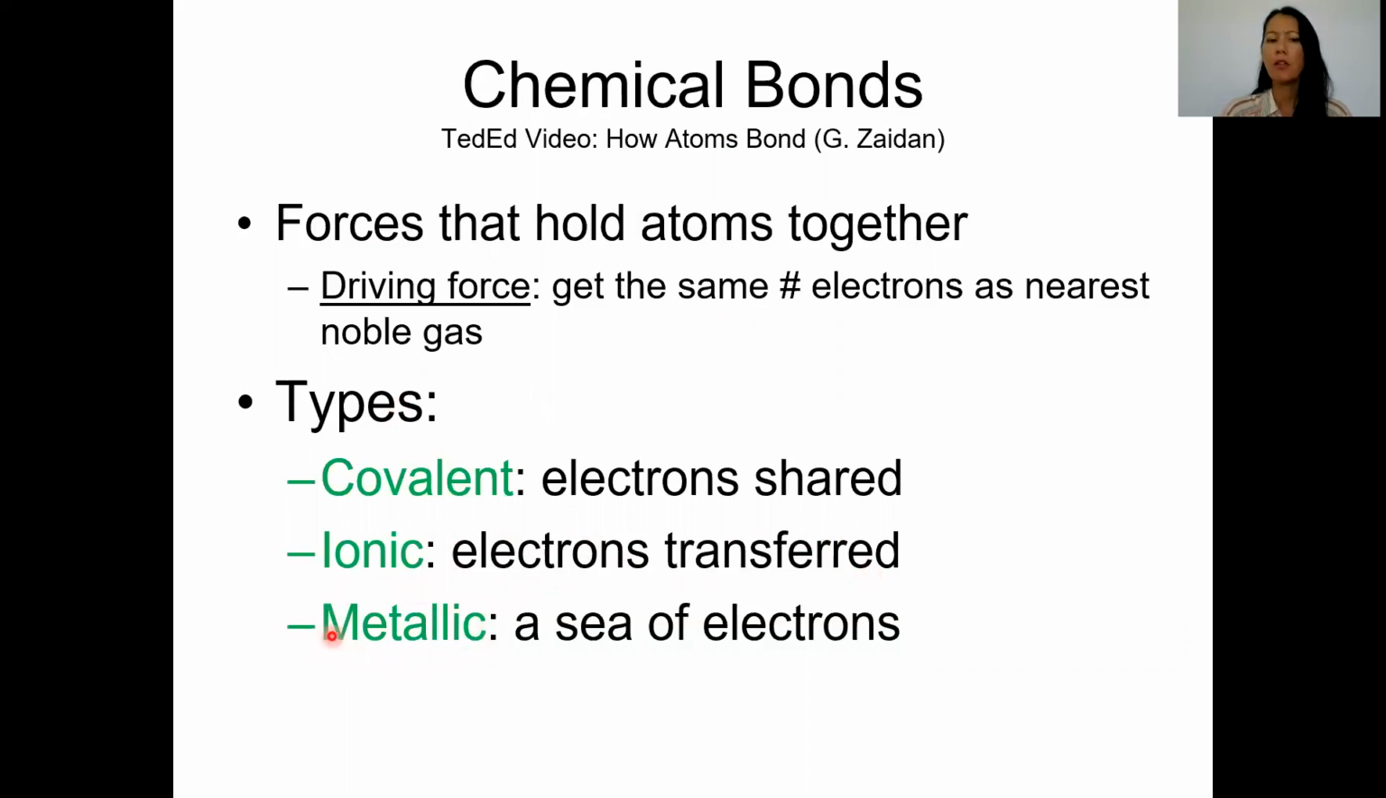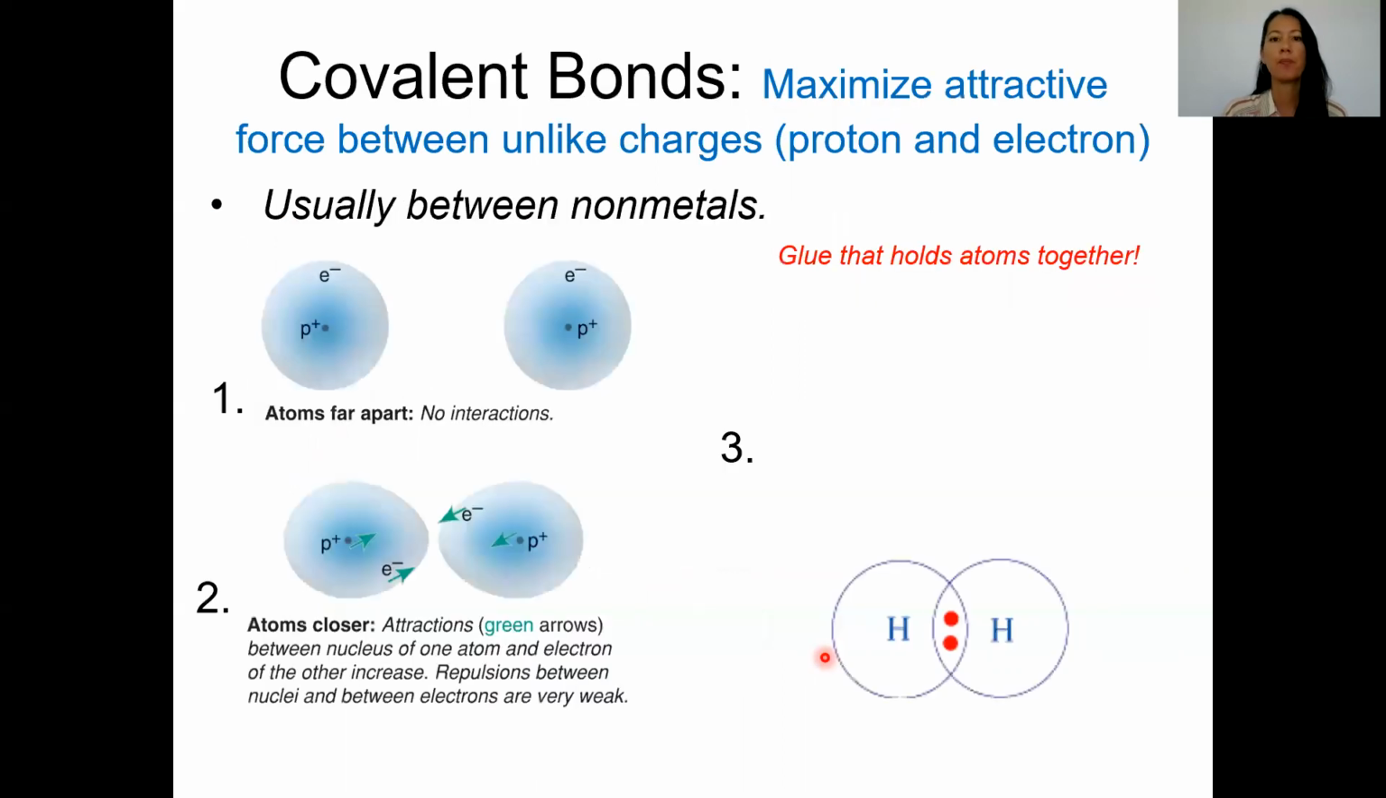And metallic is something we don't focus on in this class, but it's bonding between metals, like in a piece of gold. Basically, you have the core inner electrons, and there's a sea of electrons floating through the different nuclei, sharing those electrons throughout the other nuclei present.